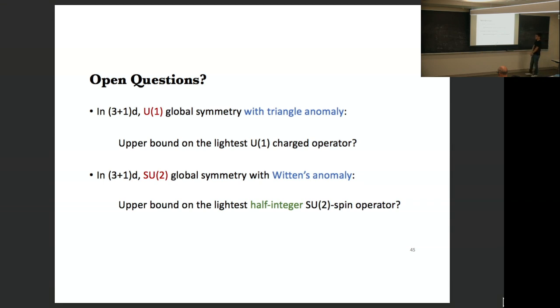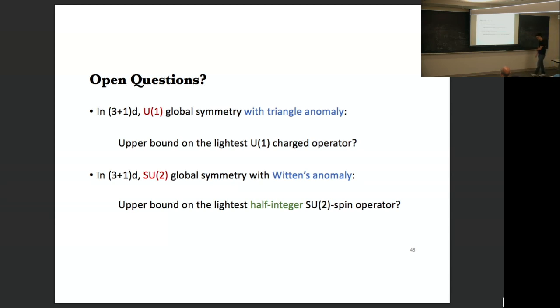But there are also some cases where I currently don't know how to get the answer. For example, in 3+1D, as we just said, a U(1) global symmetry can have a triangle anomaly. That cannot be matched by a 3+1D TQFT. So is there an upper bound on the lightest U(1) charged operator in 3+1D with such an anomaly? I don't yet know how to get this bound, because in the usual conformal bootstrap program, if you bootstrap the JJJJ four-point function, you only see charge neutral operators. You don't have access to the charged operator.